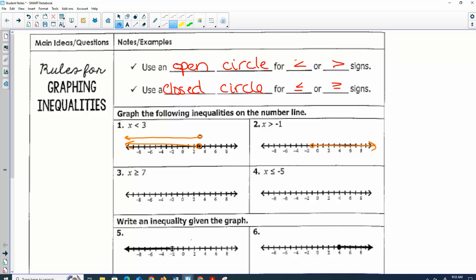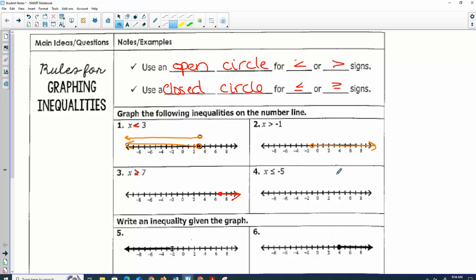Right. Number 3, x is greater than or equal to 7. So at 7, it would be a closed circle. And we want things bigger or smaller? Bigger. As long as your x is on the left, this is really telling you which direction to go. The arrow is pointing to the right. Here the arrow is pointing to the left. So you can think of it that way as well.